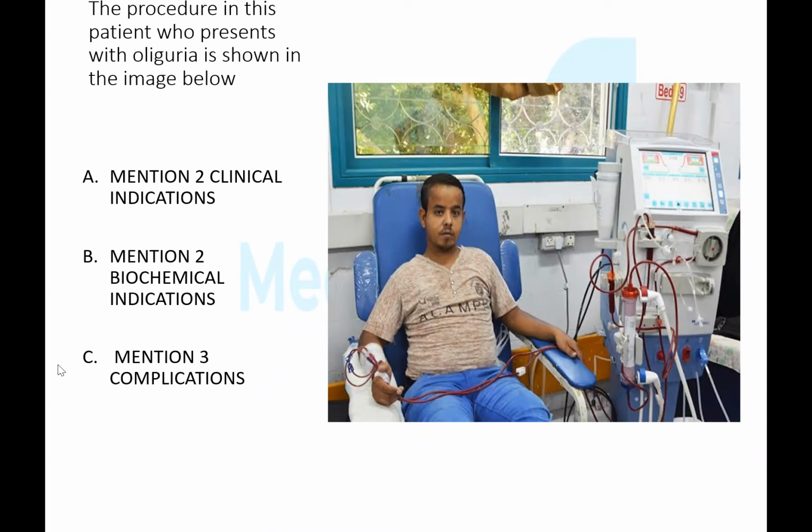So this is what we call the 1-10-100 rule. Okay, so increase by 1 for potassium, increase by 10 for urea, and increase by 100 for creatinine within a 24-hour period. So it's also an indication to dialyze the patient. So yeah, severe metabolic acidosis will also be a biochemical indication to dialyze the patient.